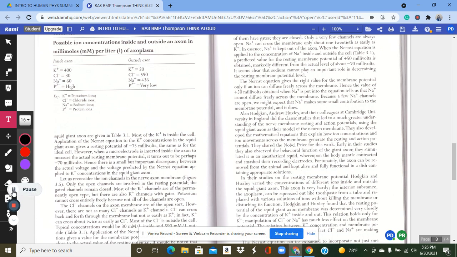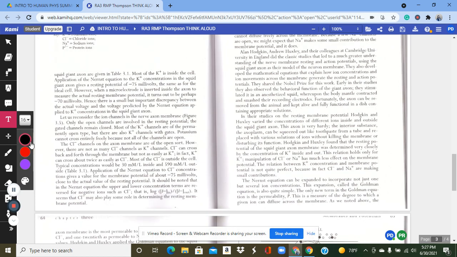Okay, so let us reconsider the ion channels in the nerve axon membrane, figure 3.5. Only the open channels are involved in the resting potential. The gated channels remain closed. Most of the potassium channels are of the permanently open type, but there are also potassium channels with gates. Potassium cannot cross entirely freely because not all of the channels are open.